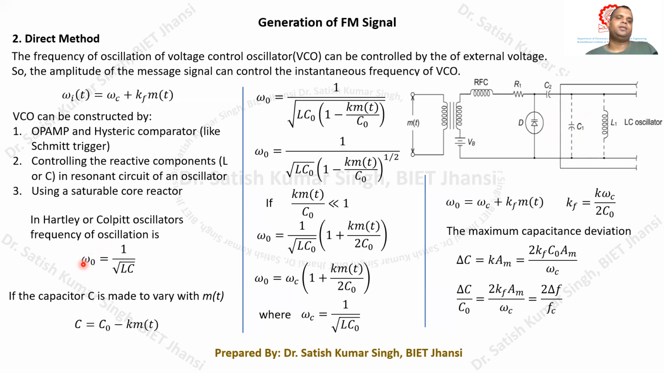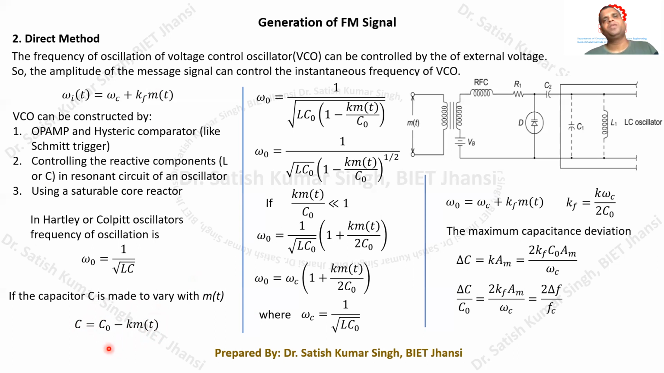So this way we can have control over the frequency of oscillation of this tank circuit. We have to make the circuit this way. Now we have the equation omega naught equals 1 upon root over LC. If we want to vary the capacitor C with m(t), then C can be made equal to C naught minus K m(t). Based on the values of m(t), if m(t) is positive, the capacitance value is going to be reduced, and whenever it is negative, the capacitance value is going to increase.